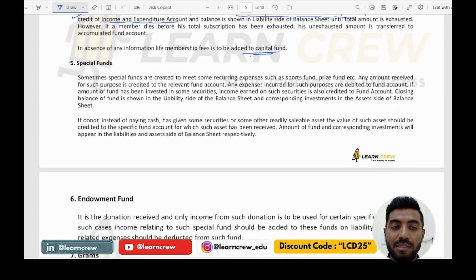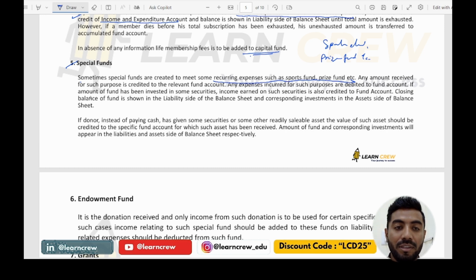Then coming to special funds. Sometimes special funds are created to meet some recurring expenses such as sports fund, prize fund, etc. There's a certain fund which is being created. For example, in a sports club, for the distribution of prizes, they have to create a prize fund account.